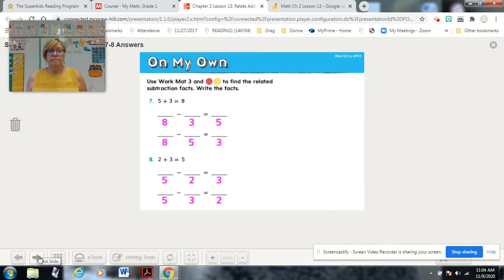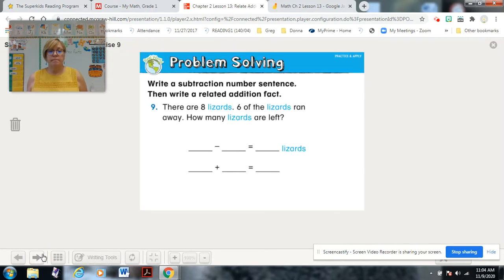Okay, now we've reached start problem solving, all right? Problem solving is using a math story that will help us use the skills that we're practicing today. We've learned new skills and now we're gonna practice. Write a subtraction number sentence, then write a related addition fact.